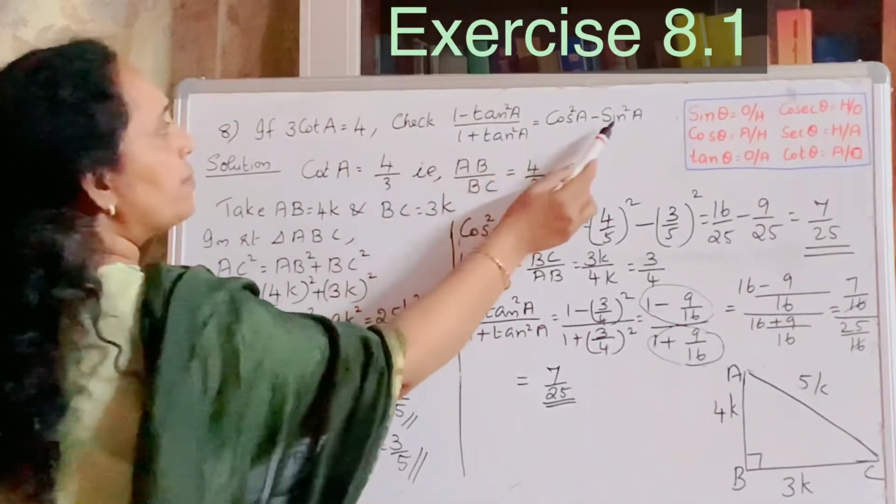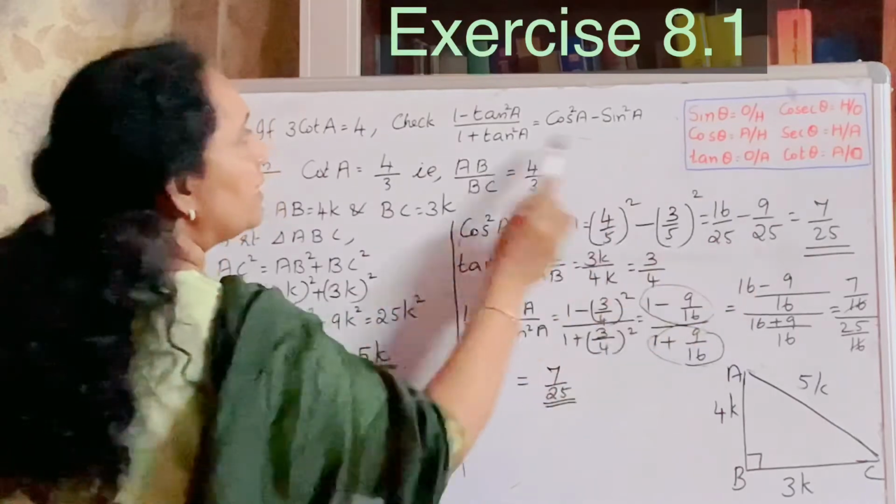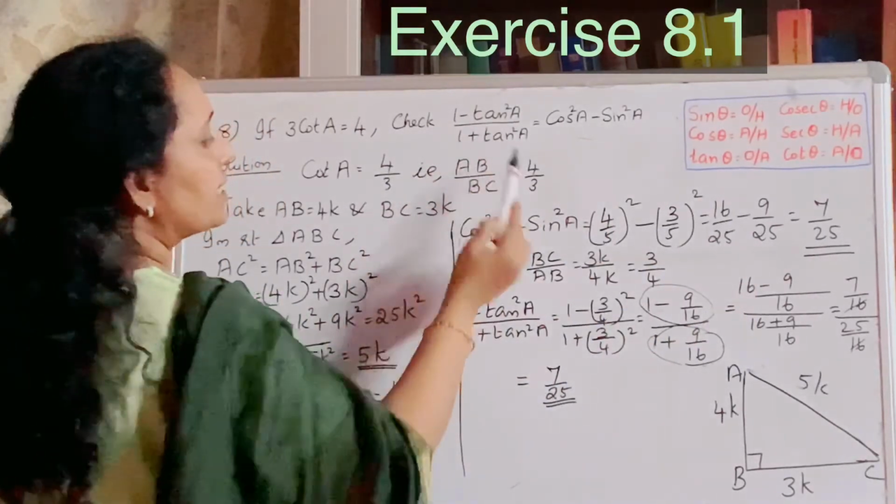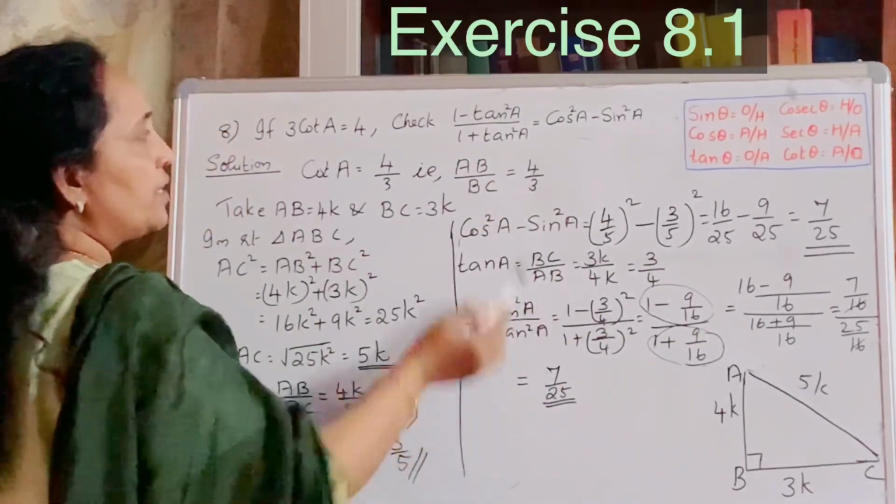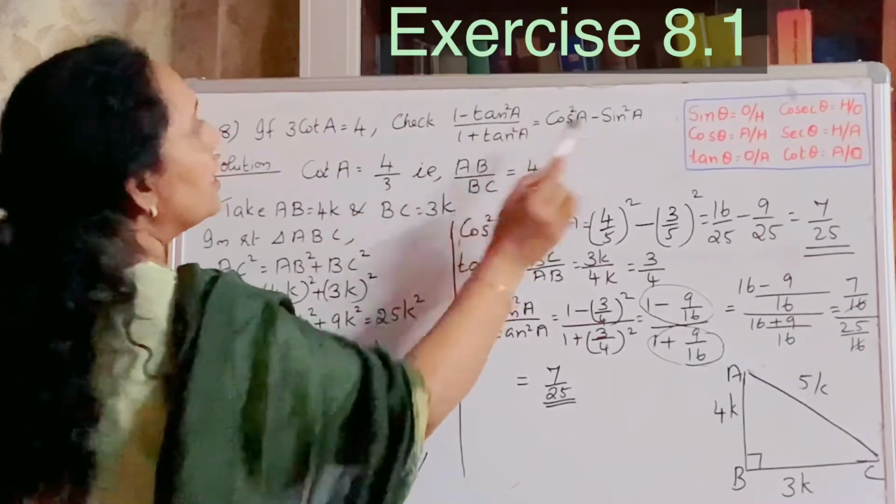Then cos square A minus sin square A is 7 by 25. 1 minus tan square A by 1 plus tan square A is also 7 by 25. So these two expressions are equal.